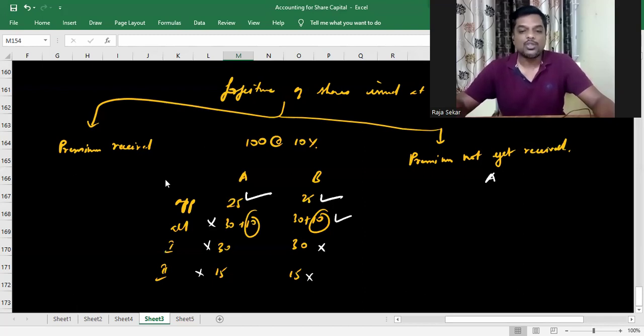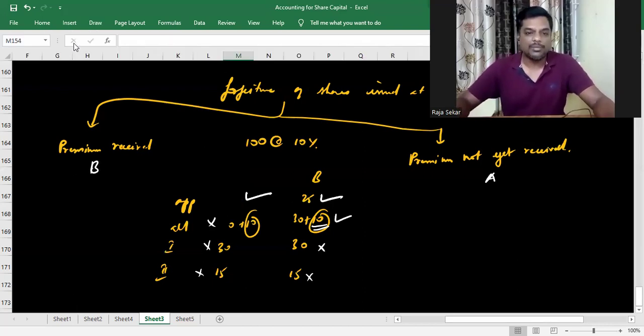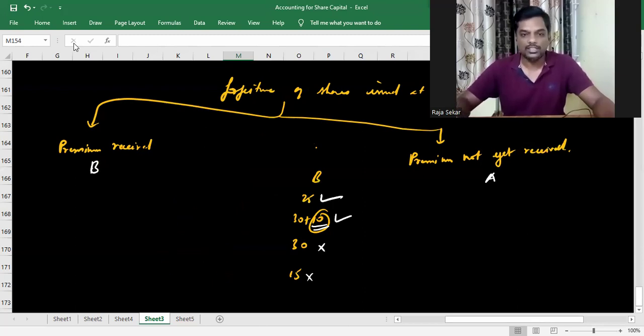And when it comes to B, B has paid application allotment. So he has paid the premium of 10 rupees. So he will fall under this category. Understood or not, my dear children? So now we have understood what premium received and premium not received actually means. I have to teach you now how to account, or what journal entry to pass, in both the cases.